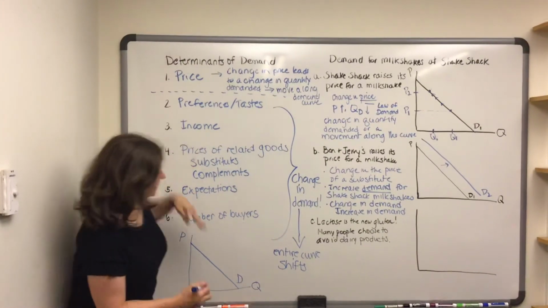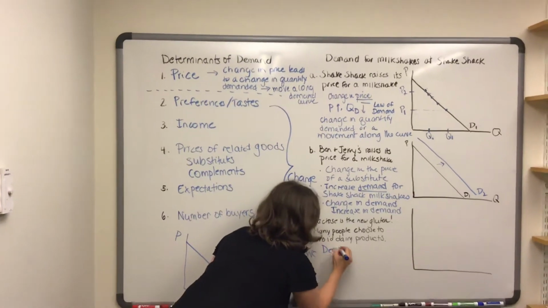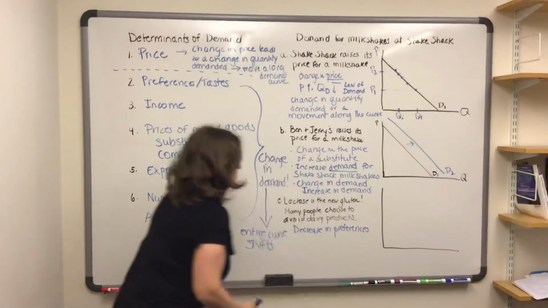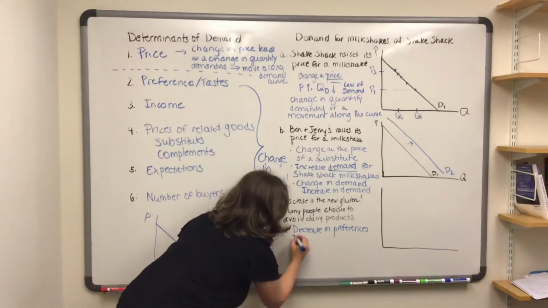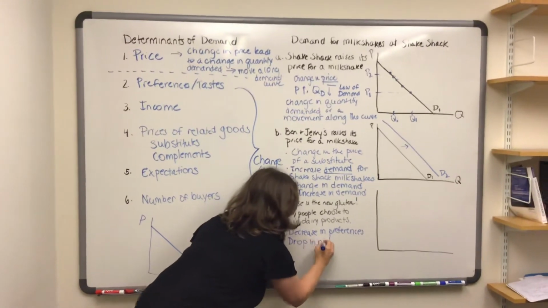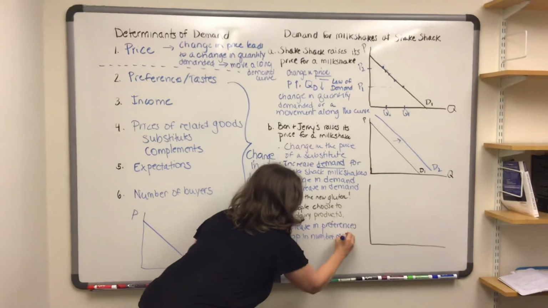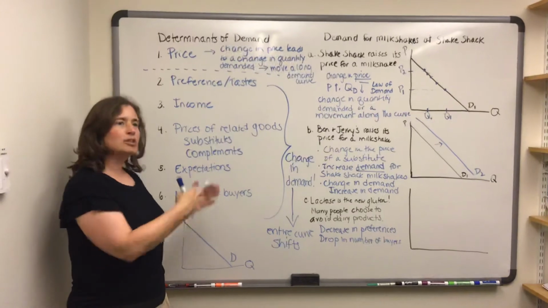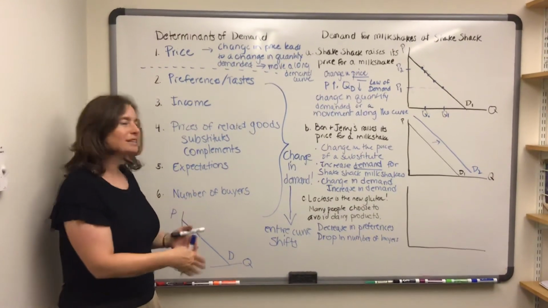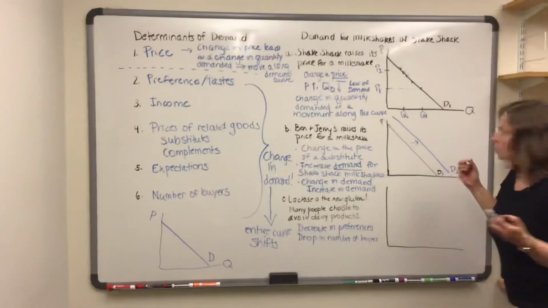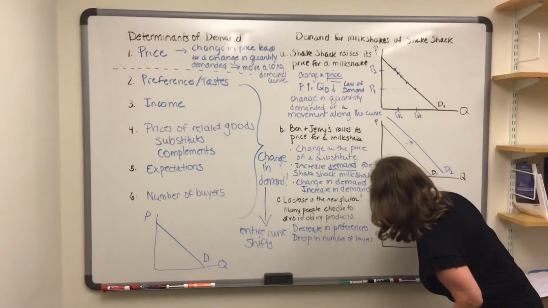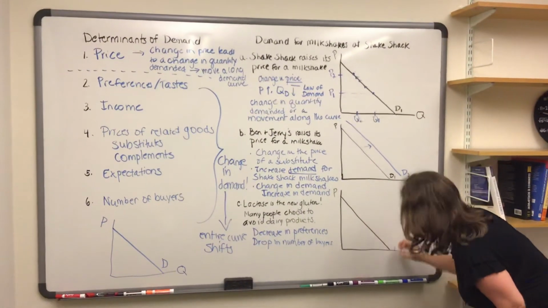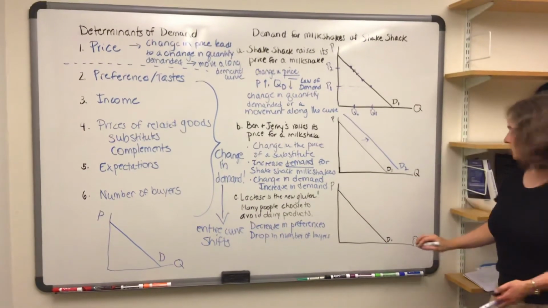Now we could classify this as a decrease in preferences, or we can also think about it as a drop in the number of buyers. Either way, logically it seems that we'd expect fewer purchases of milkshakes at every price. So once again, let me draw my starting diagram. Price on the vertical axis, quantity on the horizontal axis. My initial demand curve for milkshakes at Shake Shack, D1.